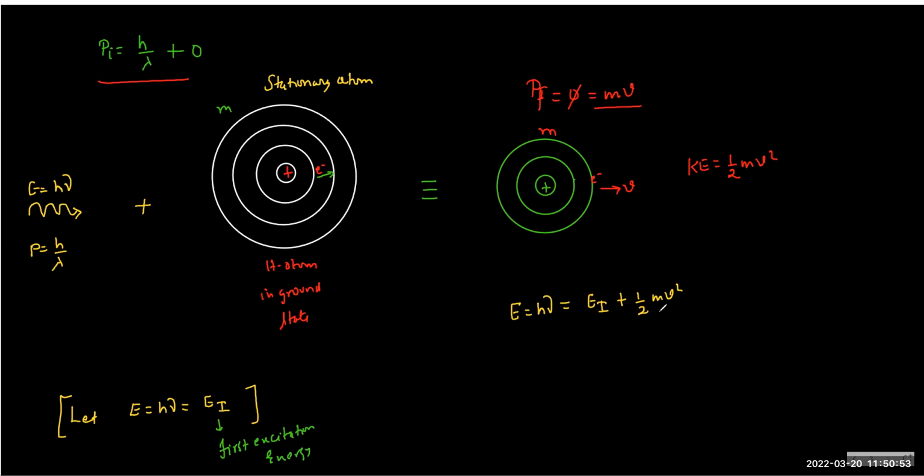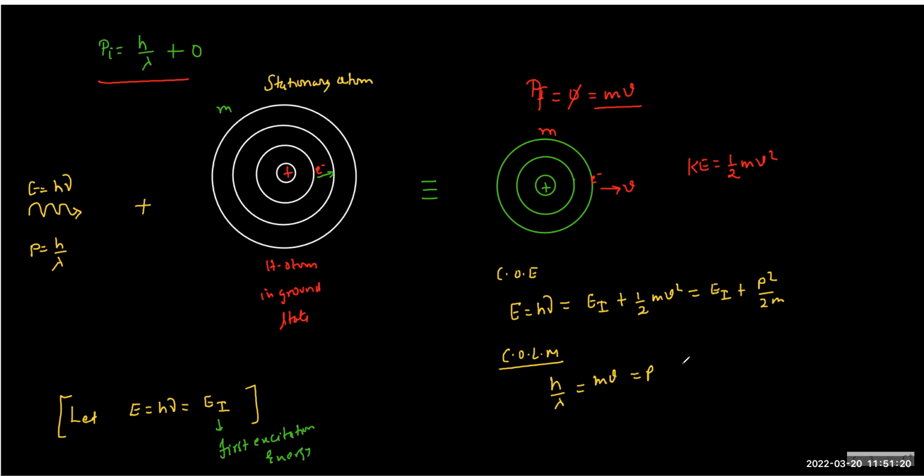So generally, what happens is the momentum part. You can also write the first excitation energy plus p square by 2m. This is the conservation of energy part, so we are conserving energy. Now from the conservation of linear momentum, we can write h by lambda equals mv. So basically, this is the momentum part.